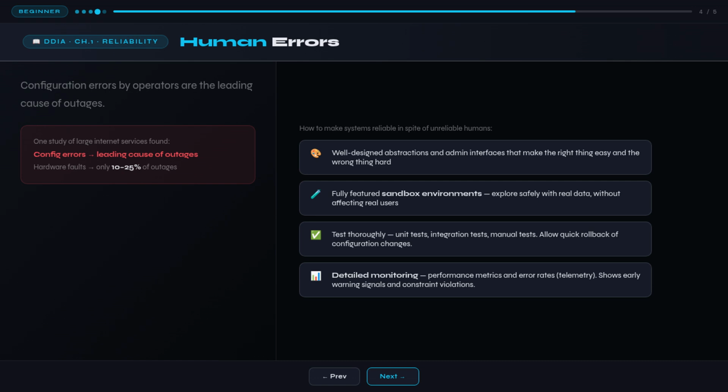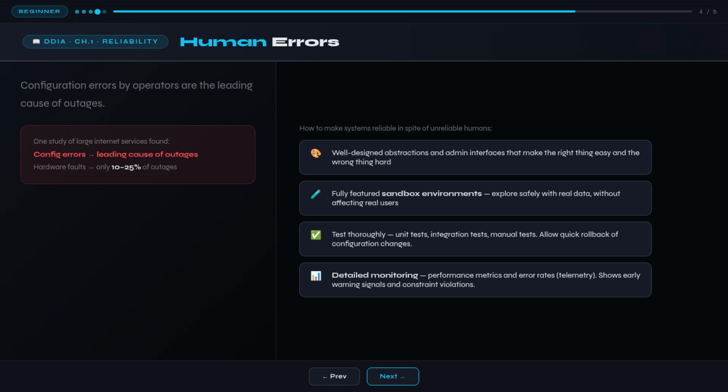Second, decouple the places where people make mistakes from the places where those mistakes cause damage. Provide a fully featured sandbox environment, ideally with realistic data, but isolated from production, where operators can explore, experiment, run tests, and yes, make mistakes safely. Let people get comfortable with the system without risking real users.